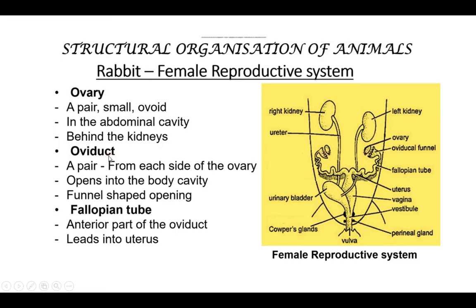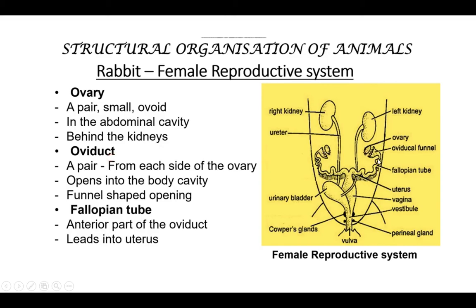Next, the oviduct. A pair from each side of the ovary opens into the body cavity. You can see here, this is the ovary, and from the ovary, a pair of oviducts. Can you see? It is called the oviductal funnel since it is funnel shaped, right? There is a funnel-shaped opening and that is leading to the fallopian tube.